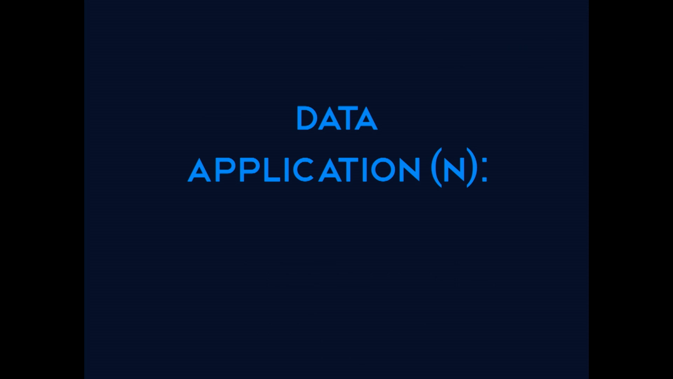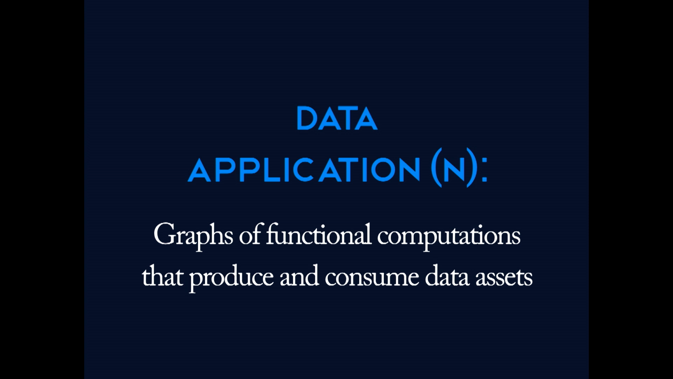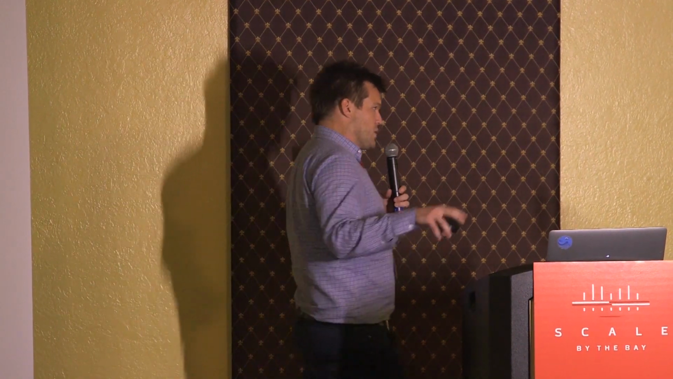So what we think of these are instances of what we like to call data applications. How do we define a data application? They're graphs of functional computations that produce and consume data assets. And I mean functional computations in a big sense, meaning that a Spark job is a functional computation, right? A data warehouse transform job is a functional computation. If you use a system like Papermill, a Jupyter notebook is a functional computation. And a data application is a DAG that assembles these together in order to orchestrate something meaningful.